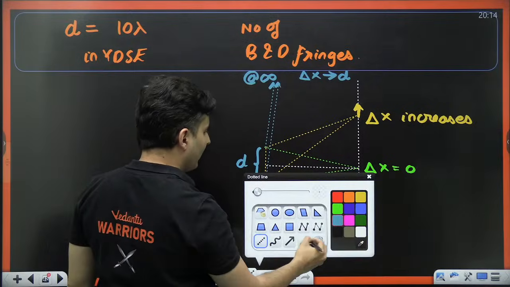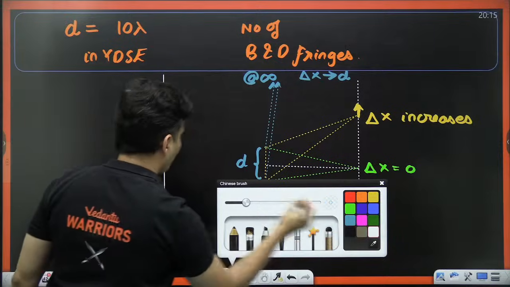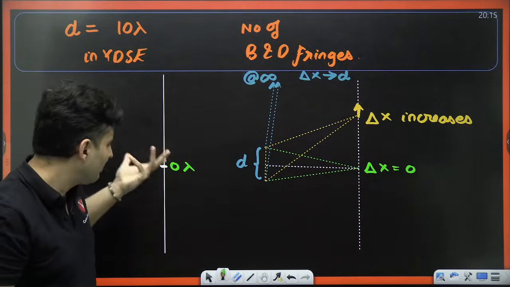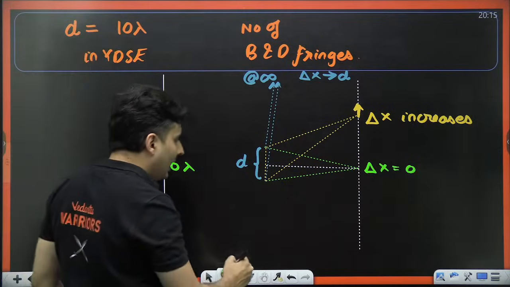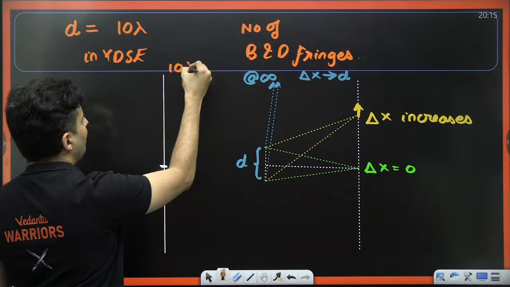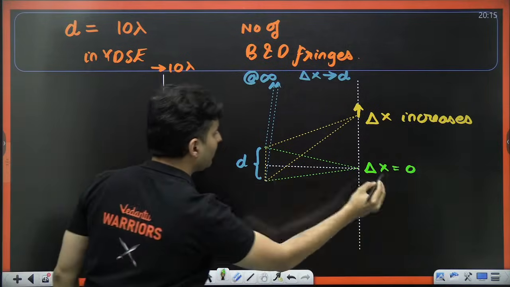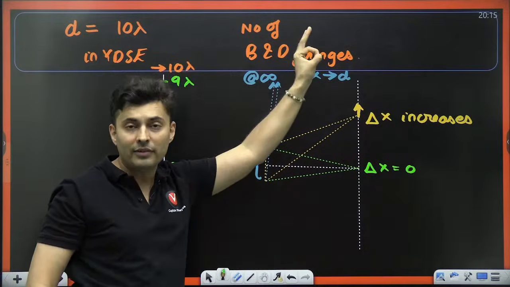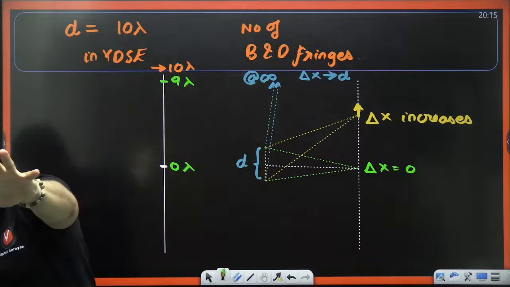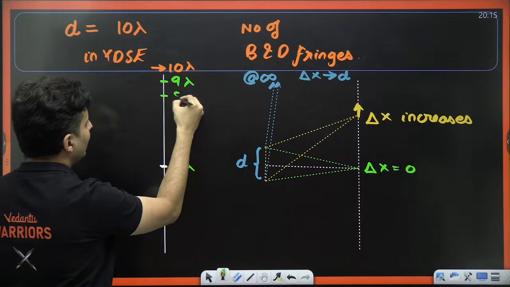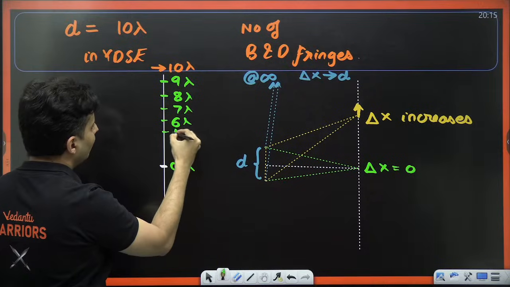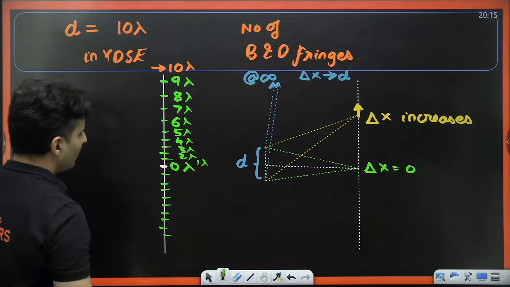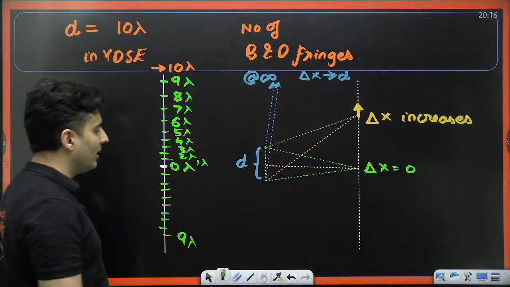So in our question, the first path difference that I will get is 0, or basically 0 lambda. It keeps on increasing and tends towards 10 lambda, but never actually equals 10 lambda. What it can become is 9 lambda, but it can't become 10 lambda because 10 lambda is at infinity. Infinity is a polite way of saying never. So in between you will get 8 lambda, 7 lambda, 6 lambda, 5 lambda, 4 lambda, 3 lambda, 2 lambda, and also 1 lambda. And the same thing over here also, till 9 lambda. So my dear students, count the number of maxima now.